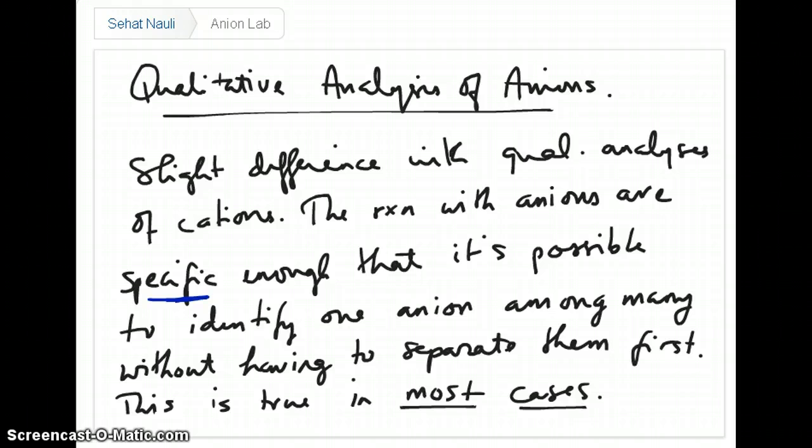And what that really means is that you are able to carry out the reaction in the presence of all the other anions. So in other words, you don't really need to separate them first like you did for the cations. Now this is going to be true in most cases, but it's not going to be true in all cases. So in some of them you do need to perform some kind of separation to get rid of some of the other anions if you think they might be present before you go ahead and do your specific confirmation test. But again, in the case of the anions that we are going to work with in this lab, most of them have reactions that are specific enough to just identify one anion in the mixture of many anions.